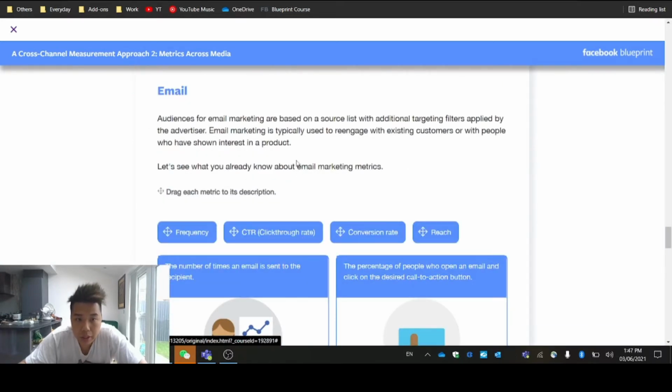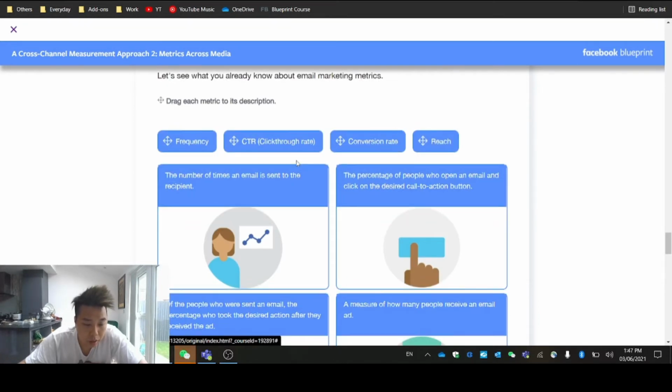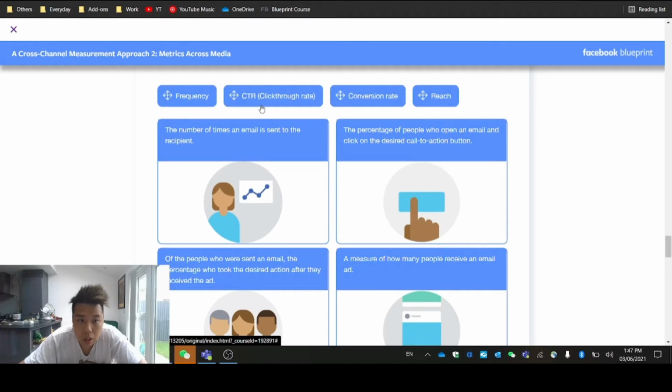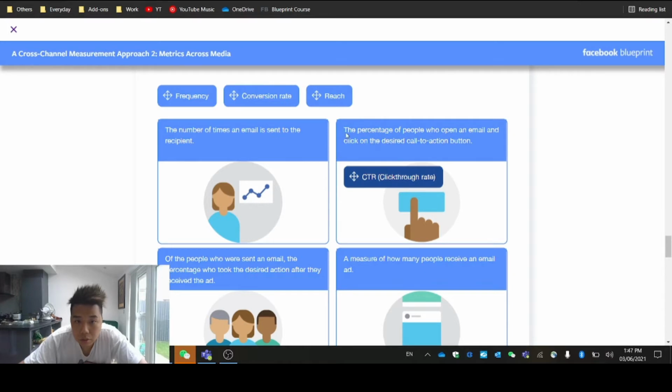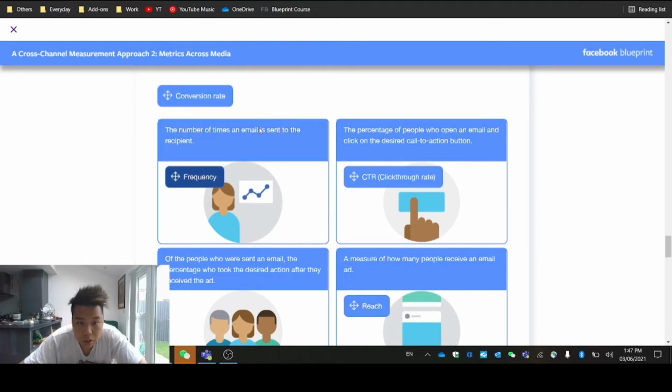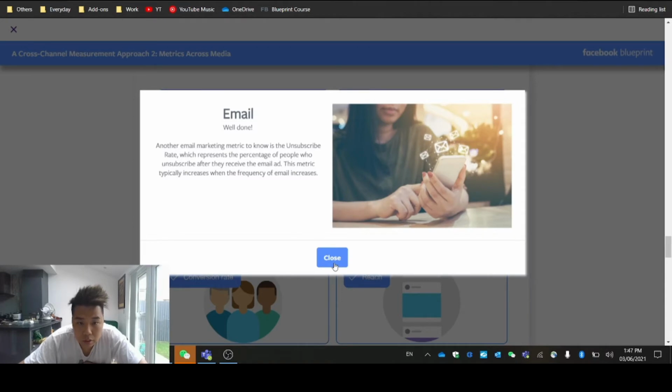Okay, audiences for email marketing are based on a source list with additional target filters applied by the advertiser. Email marketing is typically used to re-engage the journey. Okay, so number of times an email is sent, the percentage of people who open it. So that's the click through. How many people received? So that's reach. Frequency and conversion rate. Cool.